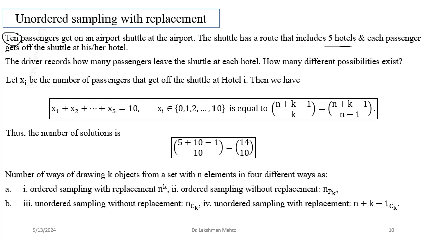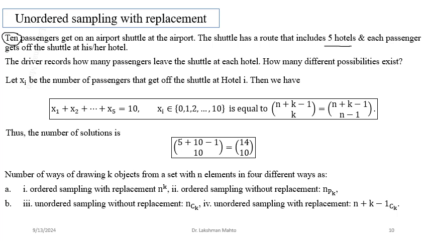So, here, the number of ways of drawing k objects from a set with n elements in 4 different ways. We are drawing, that means making a sample of size k, in 4 different ways. What are those ways? The first approach is ordered sampling with replacement. What is the number of samples of size k? It would be n to the power k. If ordered and replacement, both are true, then n to the power k.